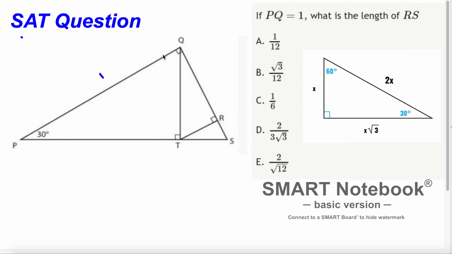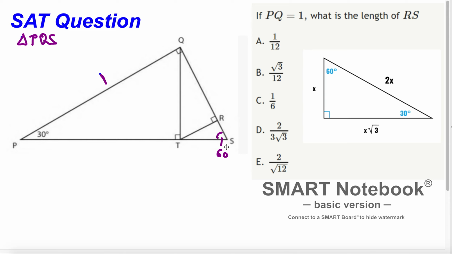If we look at PQ in the big triangle here, let me write this with a big triangle. The triangle we have is PQS. So PQ here is equal to 1. But if we look at this, we already know this is 30 degrees, here is 90 degrees, and here is 60 degrees. So this is a 60 degree angle here. It means this is a special right triangle, 30, 60, 90 degrees.